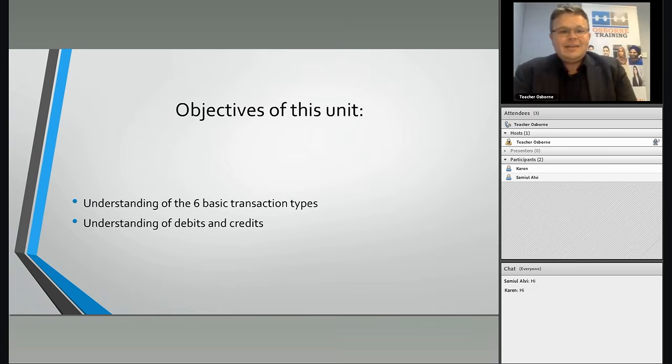So, let's take a look at the objectives for this short unit today. Our first objective is we're going to look at the 6 basic transaction types that you can be expected to do in bookkeeping and on this exam specifically. And then we're going to look at the debits and credits, because this is where students really struggle. They say, should I debit this account? Should I credit this account? So we're going to give you a little tip to help you really master the concept of debits and credits. All right? So please make sure you have a piece of paper to take some notes, and let's begin.